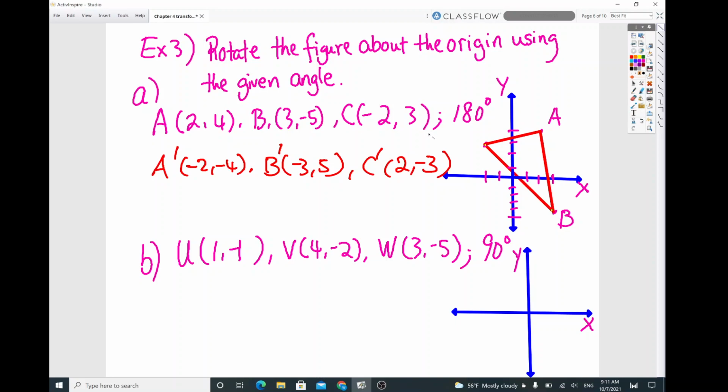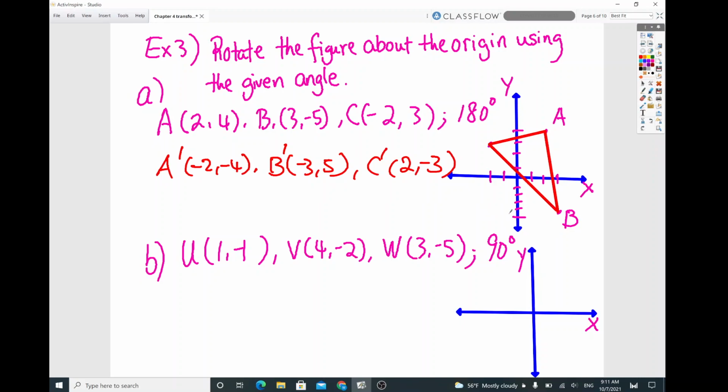And then for a prime, b prime, c prime, plot them. So -2, -4. B prime, -3, 5. And then 2, -3. So once you get those dots, once again, just connect them.